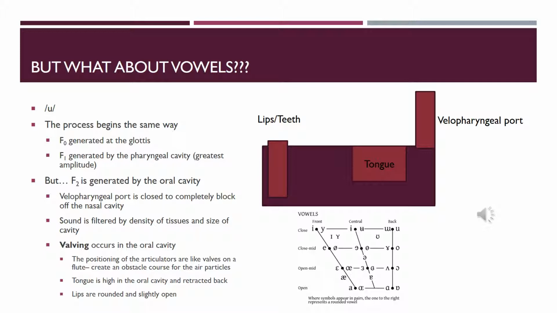So if you look at the diagram on the right, that dark purple area is going to represent the oral cavity, and then the lighter purple blocks are going to represent the different valves. So we have the lips and teeth, the tongue, and the velopharyngeal port. You can see that with the U, the lips are going to be slightly open, the tongue is going to be high in the oral cavity and retracted back, and then that velopharyngeal port is closing off the nasal cavity above.